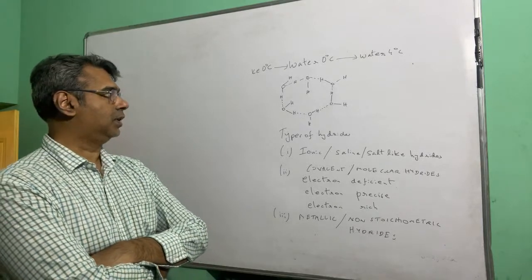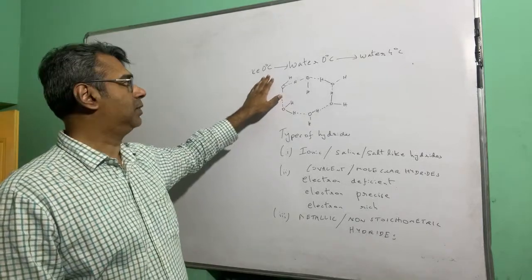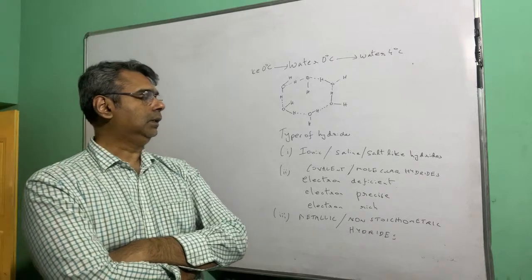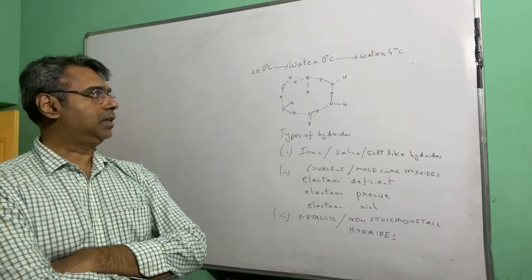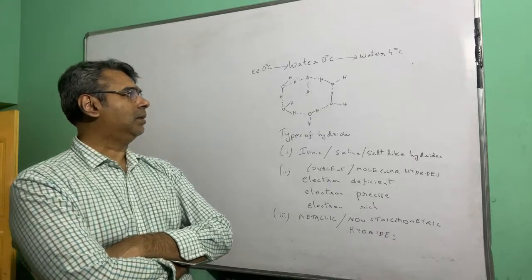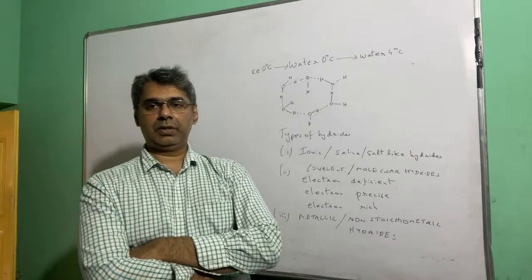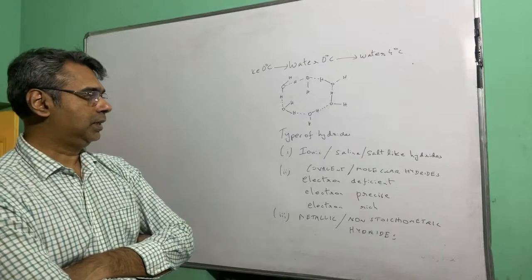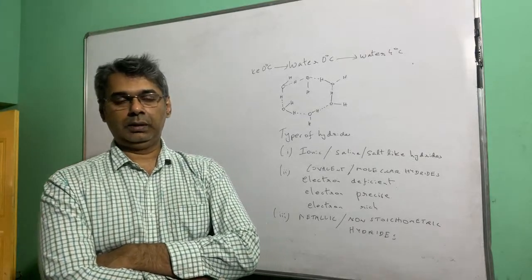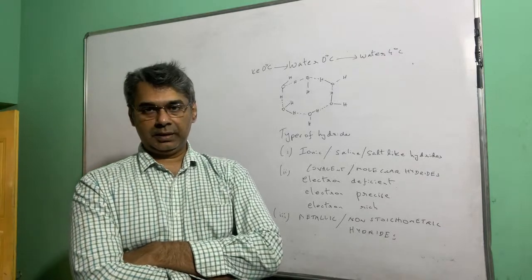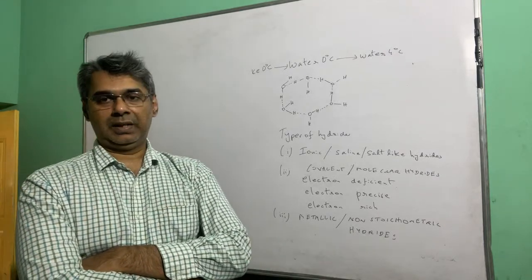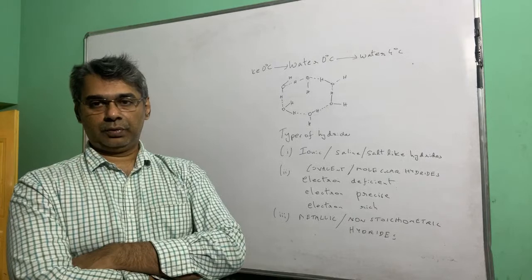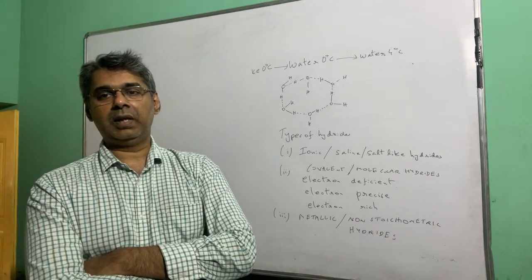So the cage-like structure is there at 0 degree. After ice changes to water at 0 degree, the cage-like structure starts collapsing because it is changing from solid to liquid state, and by the time it becomes water at 4 degree, the cage-like structure completely collapses. That is why the maximum density of water happens at 4 degrees. This is called anomalous expansion of water: the density increases as you change ice to water, and it further increases up to 4 degree before it starts going down.